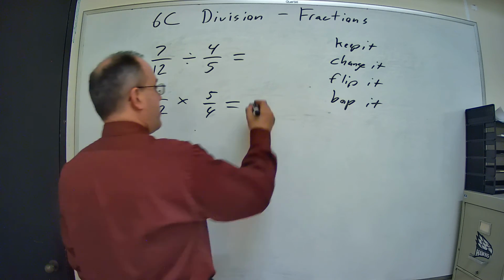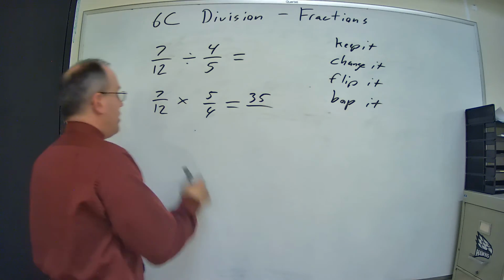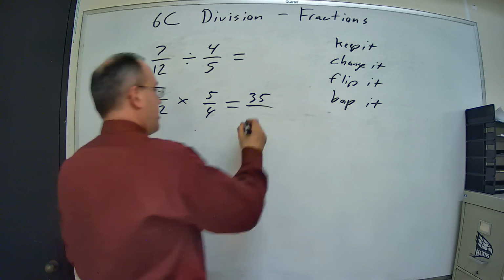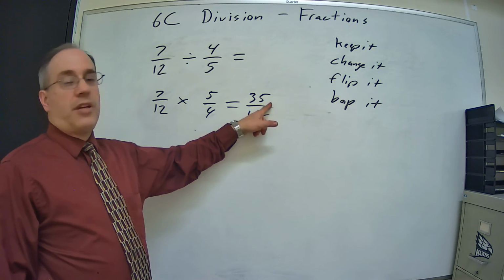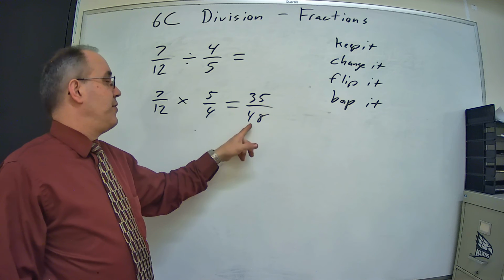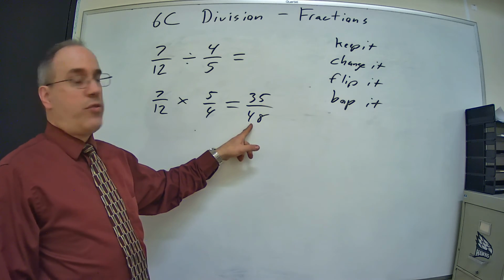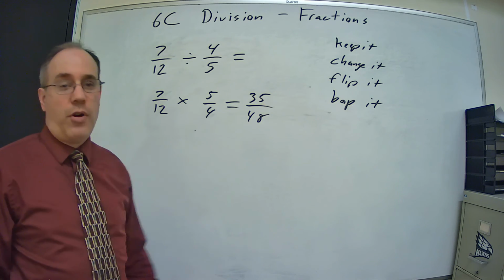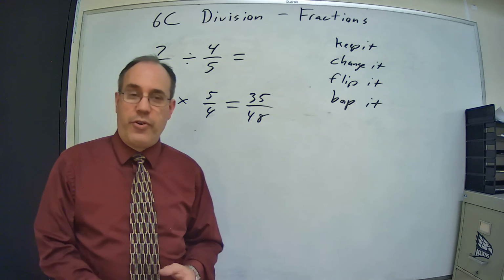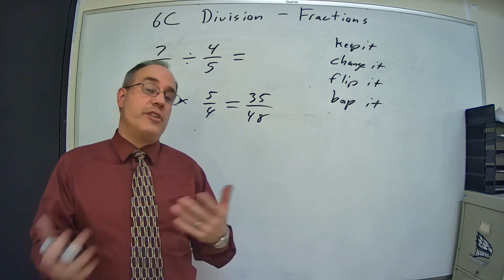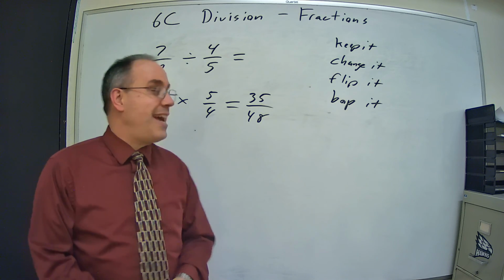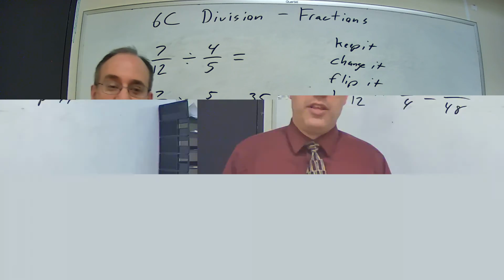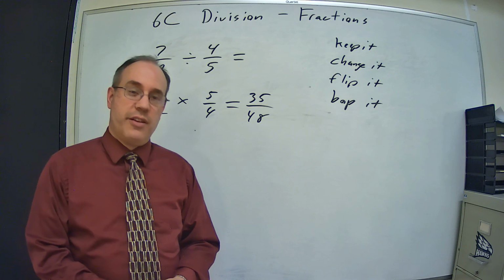7 times 5 is 35. 12 times 4 is 48. 48 is not divisible by 7 or by 5, so that's its simplest form. 35/48. And here you thought division was going to be your hard topic to cover, and actually, it's one of the easiest ones. So division of fractions.